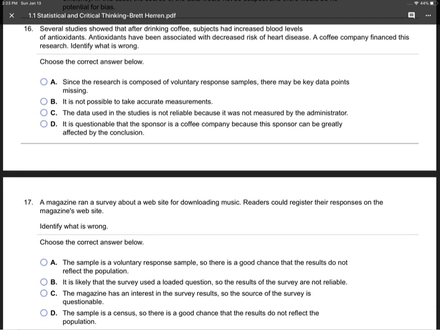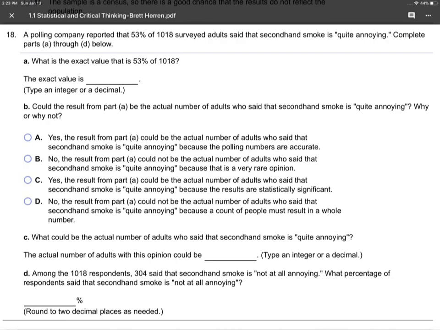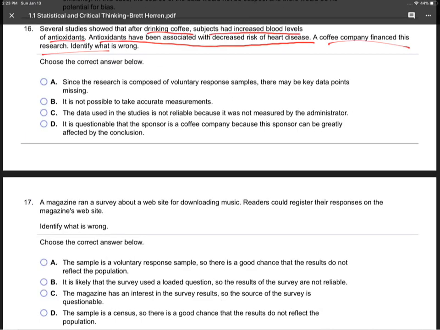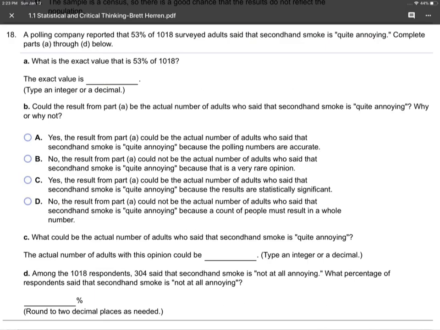Several studies showed that after drinking coffee, subjects had increased blood levels of antioxidants. Antioxidants have been associated with decreased risk of heart disease. A coffee company financed this research. That's easy. I'm going to move on. 17's at the bottom there. A magazine ran a survey about downloading music. The readers could register their responses on the magazine's website. Identify what's wrong. What is it? Oh, it's voluntary again, isn't it? The sample is voluntary. Let's move on.